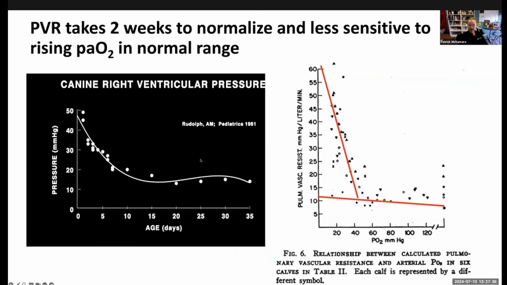It takes time. Here's some data from Abe Rudolph's canine experiment demonstrating it takes up to 2 weeks for your pulmonary vascular resistance to fall. The other important consideration in the early neonatal period is the relationship between PO2 and pulmonary vascular resistance. What you can see here is that increasing the PO2 well above 60 millimeters of mercury has very little added benefit on pulmonary vascular resistance. But when you drop your PO2 below 50, you can see a fairly significant increase in pulmonary vascular resistance.